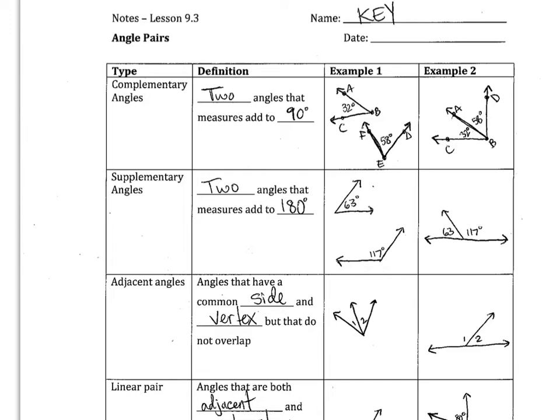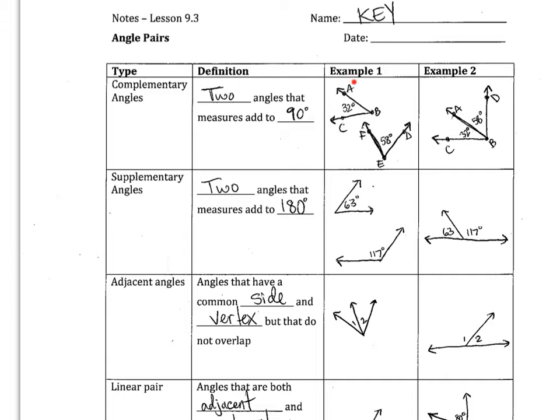Math 7, Lesson 9.3, Angle Pairs. We're going to be covering a lot of definitions here and then doing some examples of those. First one is complementary angles. The definition is two angles that together their measures add up to 90 degrees.